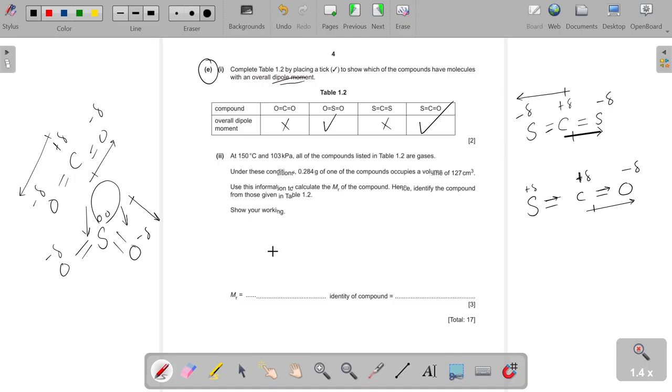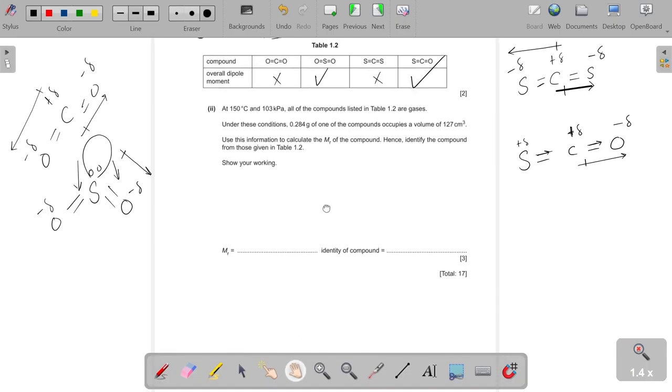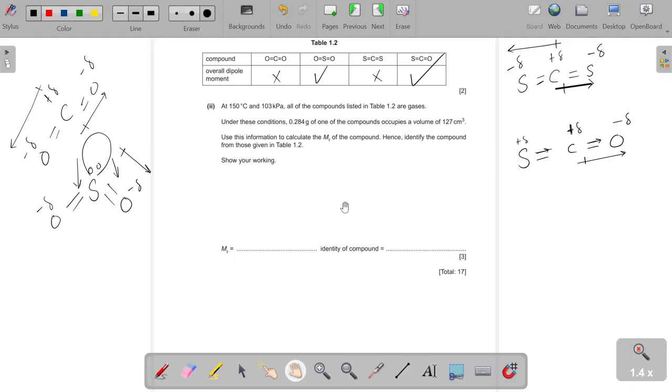The next question is: at 150 degrees Celsius and 130 kilopascal, all of the compounds listed in table 1.2 are gases. Use this condition. 0.284 gram of one of the compounds occupies a volume of 127 cm cubed. Use this information to calculate the Mr of the compound, hence identify the compound from those given in the table. Show your working as well.